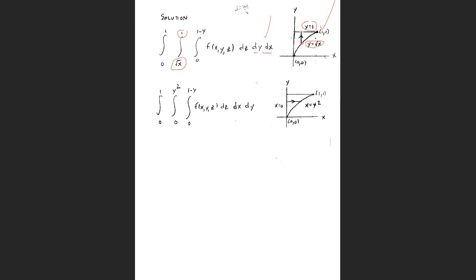Now, on the other hand, if you want to do dx dy, then you're treating the region in the xy plane as a type 2 region. So you go from a function on the left, x equals 0, to a function on the right, x equals y squared. This is the same region as above. And then the y limits go from 0 to 1.